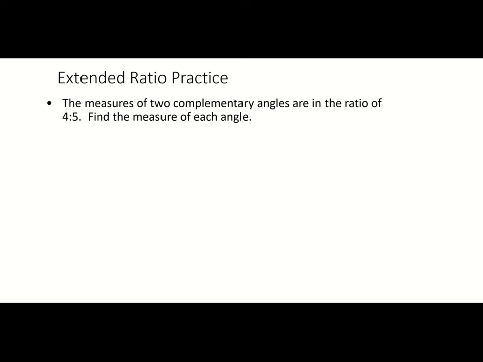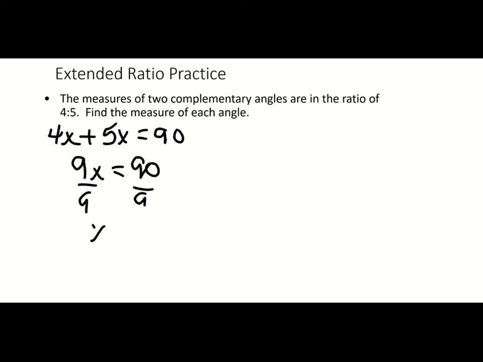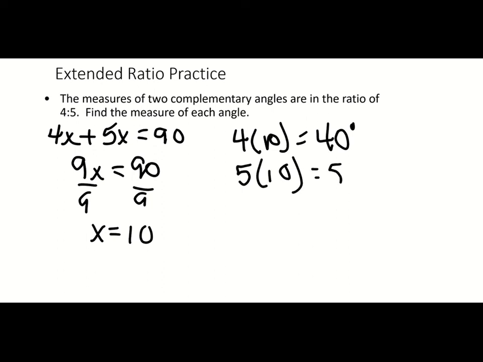Okay, so here, the measures of 2 complementary angles are in the ratio of 4 to 5. Find the measure of each angle. So remember, complementary angles add up to 90 degrees. So we're going to do 4x plus 5x equals 90. We'll end up with 9x equals 90. Divide by 9, and x is going to be 10. So that means 4 times 10 gives a 40-degree angle, and 5 times 10 will be a 50-degree angle for our 2 complementary angles.